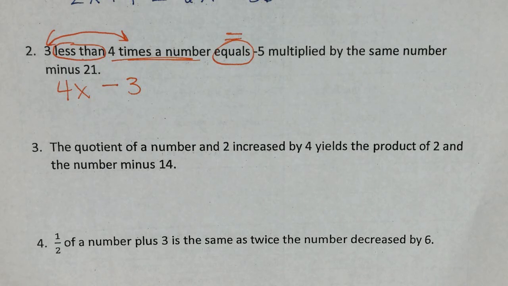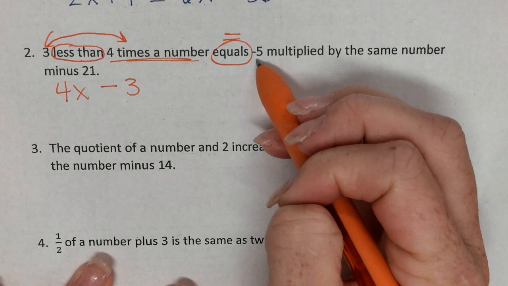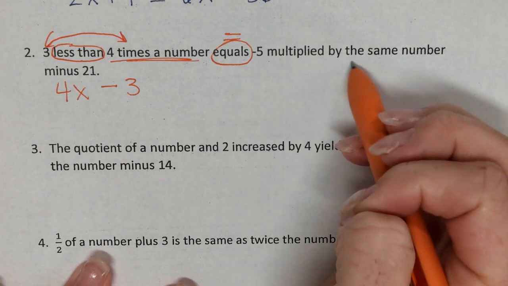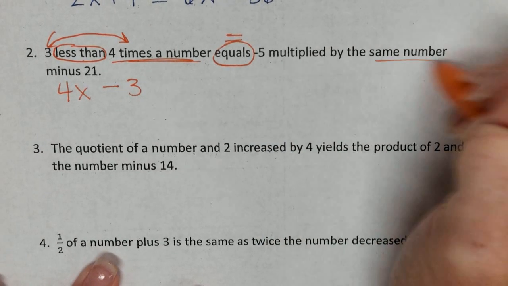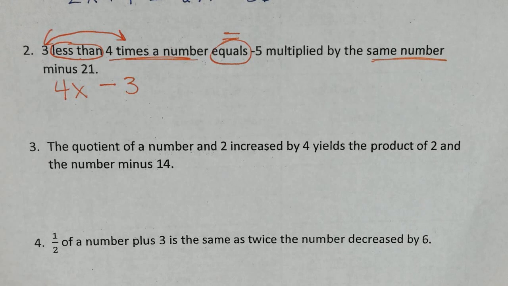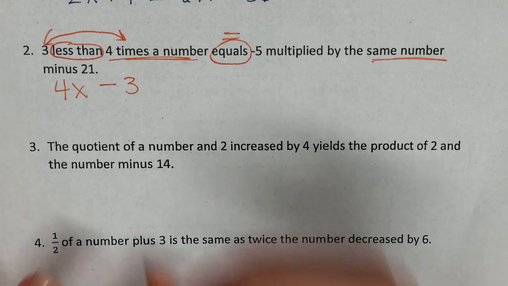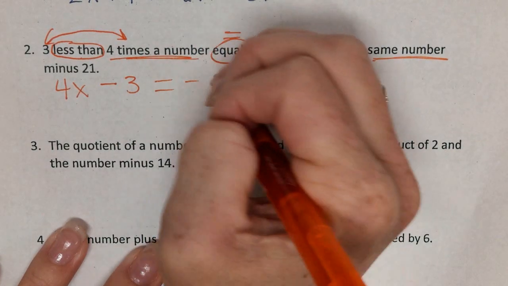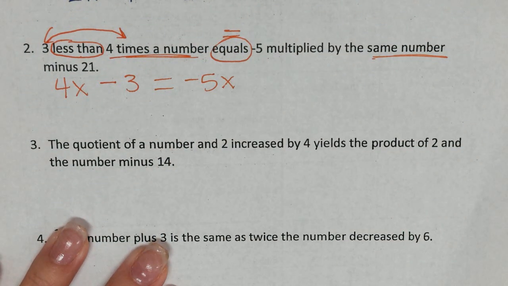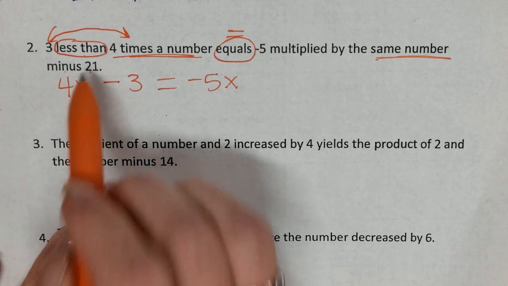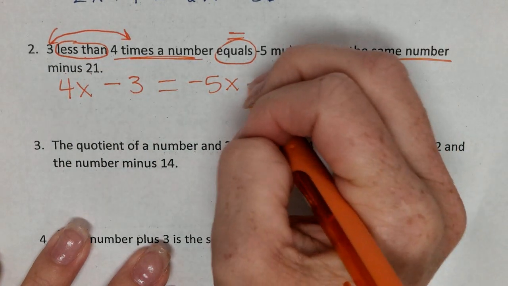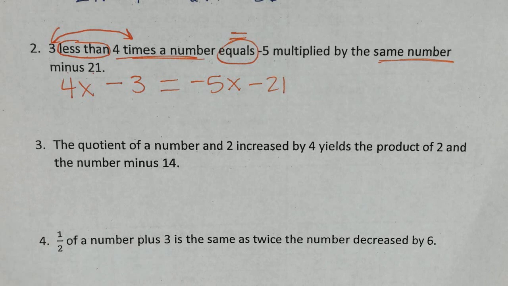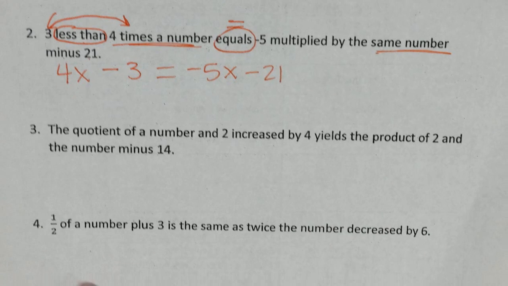Okay, let's see how you did. How did you write negative 5 multiplied by the same number? What did we say to call a number? So how would I write negative 5 multiplied by x? Negative 5x. I got to put my equal sign though. I'm not done. Now I need to write minus 21. Minus 21. How did y'all do? We're getting it? Awesome. All right, let's look at the next one.